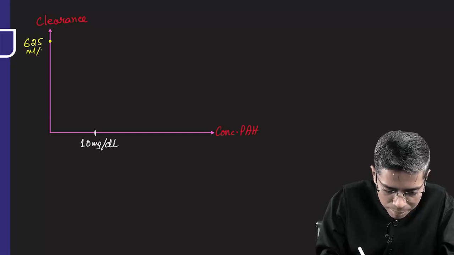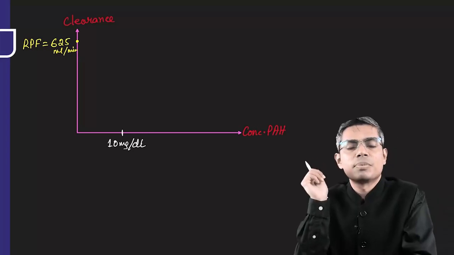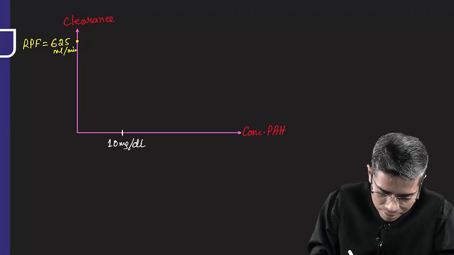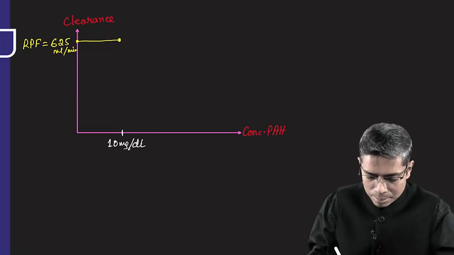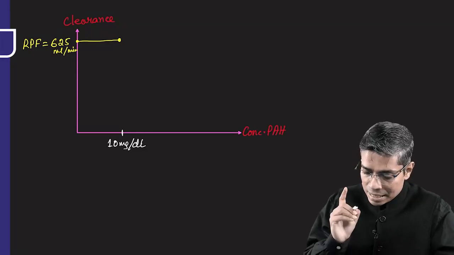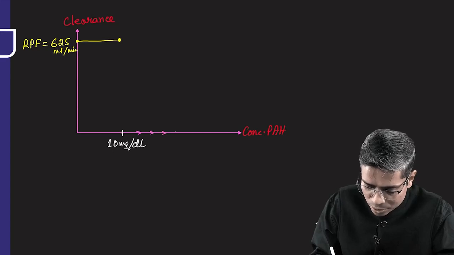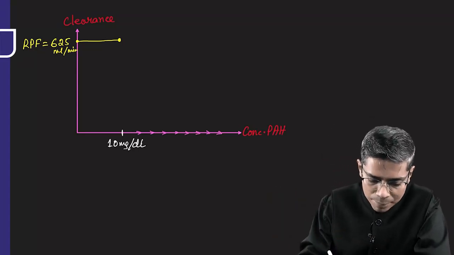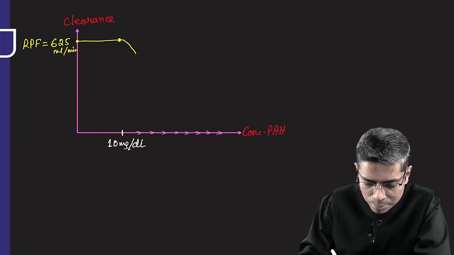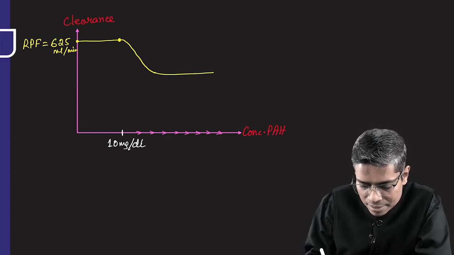625 ml per minute. What is that? This is the exact effective renal plasma flow that you are measuring, right? So this 625 ml clearance will be present up to this 10 milligram per dl concentration. If your PAH concentration is more than this, suppose you have injected a huge amount of PAH by mistake and your PAH concentration is rising more and more, what will happen to the clearance of PAH? The clearance of PAH will decrease, and then it will be stabilized like that of inulin. Okay, I will tell you what is this flat portion.